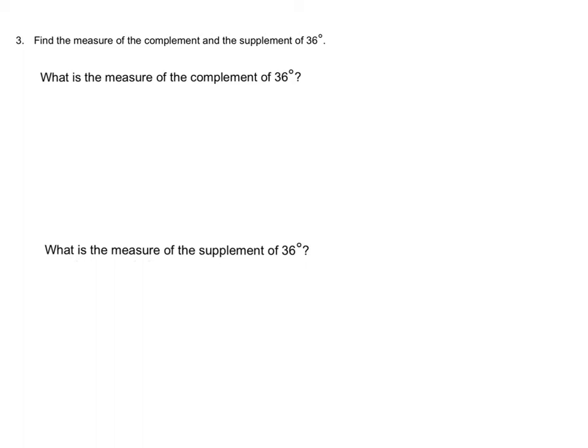Complementary angles have a sum of 90 degrees. So for instance, if we had two angles, let's say we have this angle represented by the blue color and this angle represented by the green angle, the sum of these angles together would equal 90 degrees.